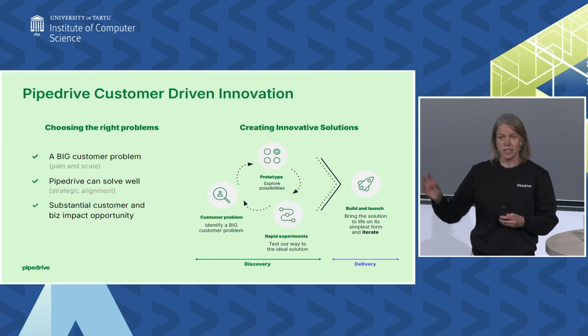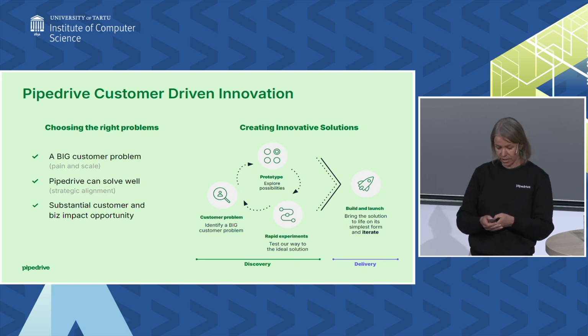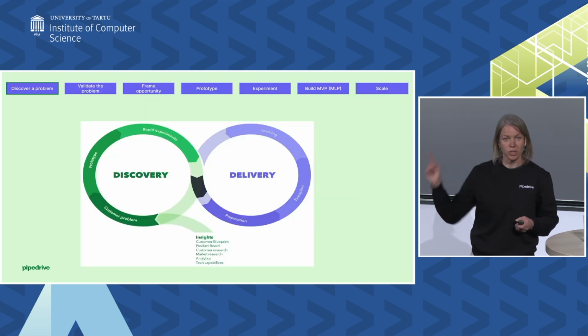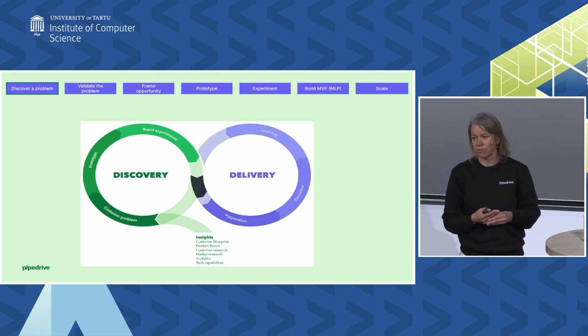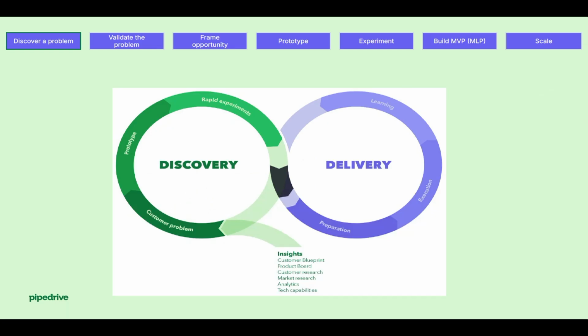And then we start iterating. This is basically the loop. You define the customer problem, then you prototype, and then you experiment. And that cycle can go over and over again. It could take 10 times until you maybe find something meaningful, and only then are you allowed to go to this delivery phase. Today I'll cover only the discovery loop. The delivery loop is more like a different animal, and I'm not focusing on that one.